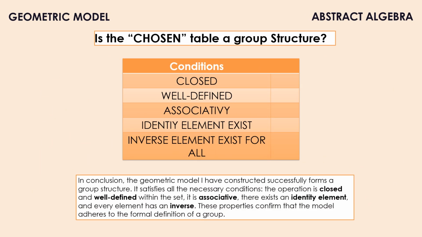In conclusion, the geometric model I have constructed successfully forms a group structure. It satisfies all the necessary conditions. First, the operation is closed and well-defined within the set. It is associative. There exists an identity element, and every element has an inverse. These properties confirm that the model adheres to the formal definition of a group.